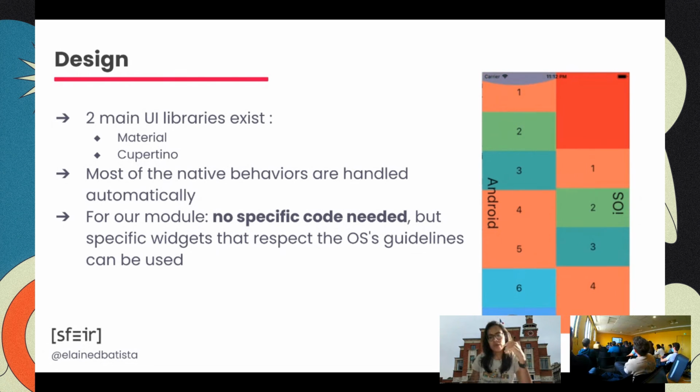And for the UX too, there are a lot of behaviors that are specific to either Android or iOS. Most, if not all, of the native behaviors are handled automatically. You don't have to do anything. Here you have an example of the overscroll effect on Android and on iOS. It's handled automatically by Flutter. And for us, 100% of the code is shared. We were kind of lucky because all of the widgets that we used were not platform specific, so everything could be shared. But if we needed specific widgets, we could do so, for example, specifically for iOS.